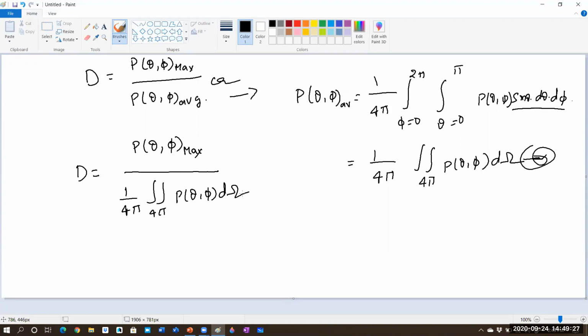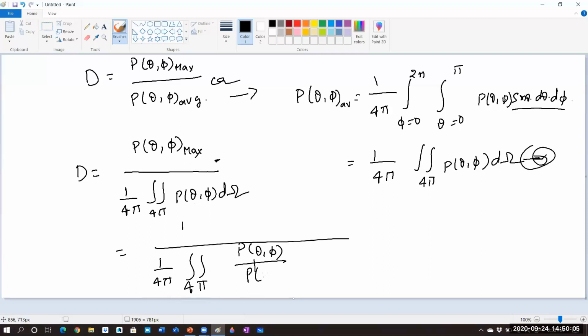So we can write again from this one the equation for our convenience like this: 1 by 4 pi double integral of 4 pi. So P of theta comma phi by, this value is coming here, P of theta comma phi max.